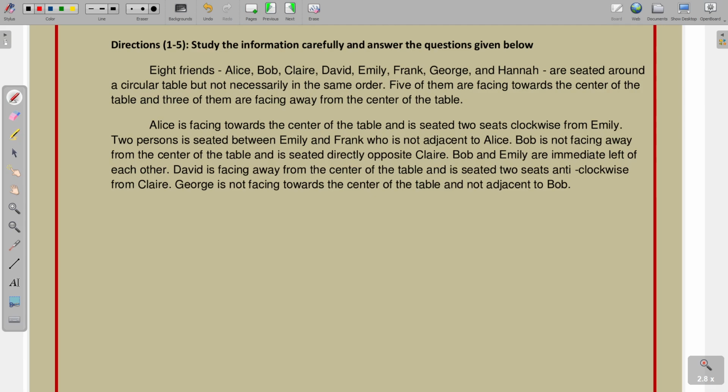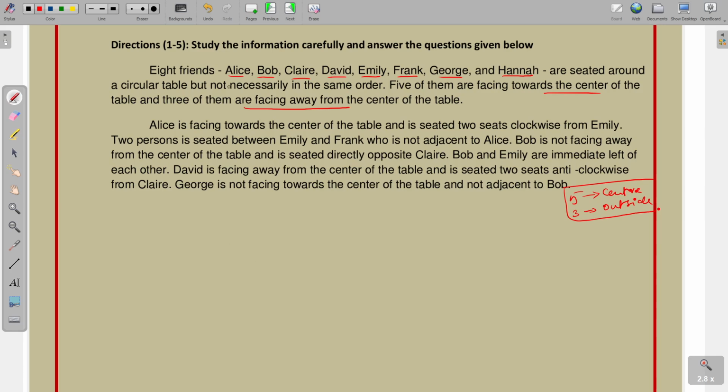8 friends, Alice, Bob, Claire, David, Emily, Frank, George and Hannah are seated around a circular table but not necessarily in the same order. 5 of them facing towards the center and 3 of them facing away from the center. It is the main condition. Here we have 8 persons. Among these 8 persons, 5 persons are facing center and remaining 3 persons are facing outside the center. It is the main condition.